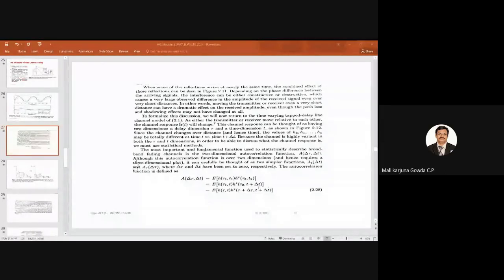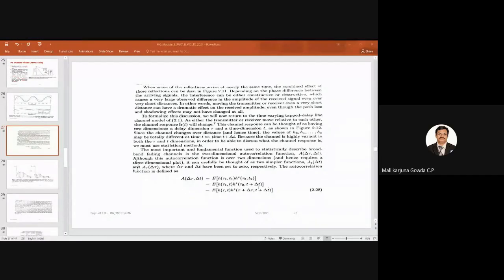Here, the impulse response of the channel will be h of t, because as I said, if we consider that the transmitter or receiver will be moving relative to each other, then the impulse response will also change with time as well as with delay. So I can consider it two dimensional. Here the two dimensions are: one is the delay dimension, which is denoted by tau, and another one is the time dimension t.